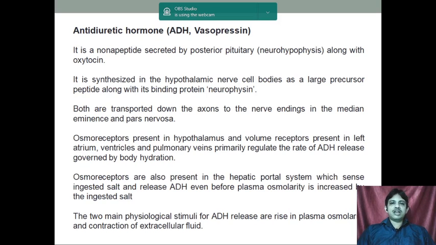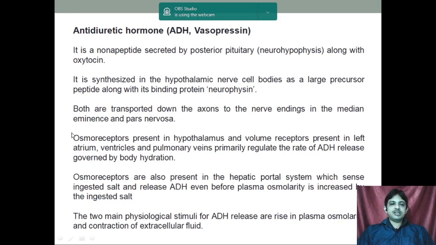Antidiuretic hormone, or ADH or vasopressin, is a peptide secreted by the posterior pituitary. You know that it is secreted by the posterior pituitary along with oxytocin. It is synthesized in the hypothalamic nerve bodies as a large precursor peptide along with the binding protein neurophysin. Both are transported down the axon to the nerve ending in the median eminence and pars nervosa.